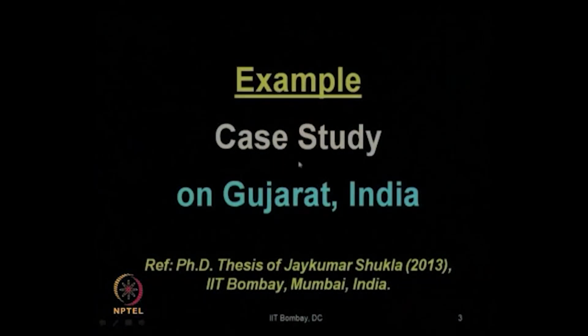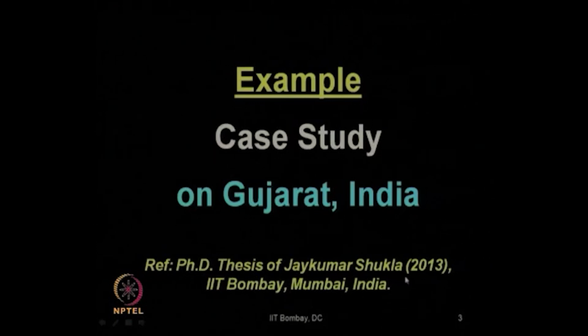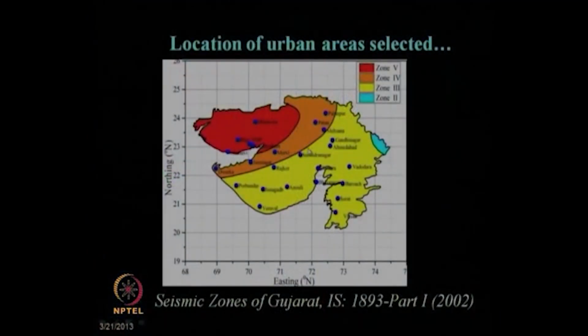We were going through one case study of seismic hazard analysis for the Gujarat state in India, which is the work done as part of the PhD thesis of Dr. Jayakumar Shukla in 2013 at IIT Bombay under my supervision. We have already seen that Gujarat is the only state in India which has all the 4 seismic zones as per the Indian Seismic Design Code IS 1893 part 1 of the 2002 version.